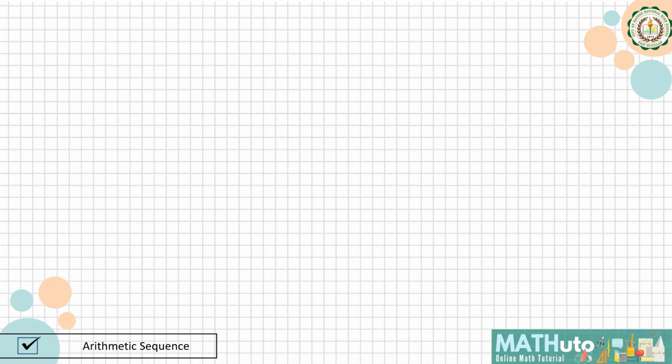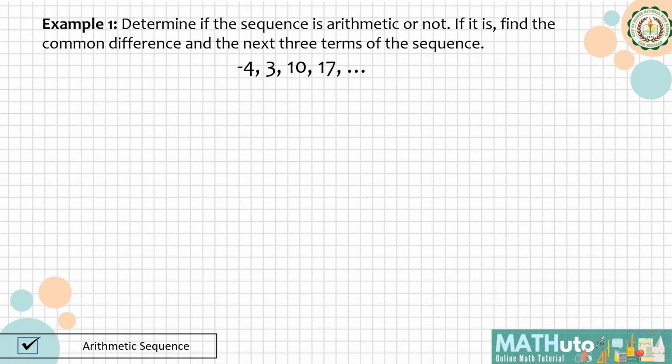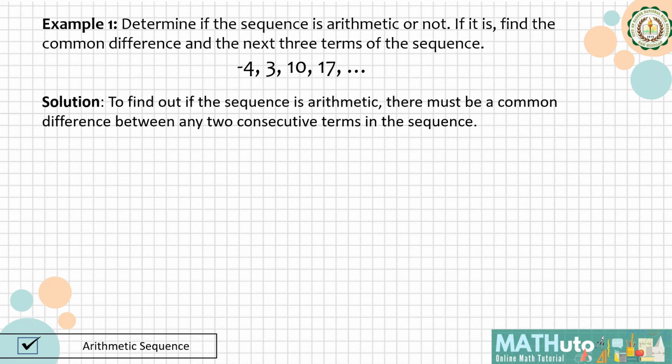Let us now have some examples. Example 1. Determine if the sequence is arithmetic or not. If it is, find the common difference and the next three terms of the sequence: -4, 3, 10, 17. To find out if the sequence is arithmetic, there must be a common difference between any two consecutive terms in the sequence.